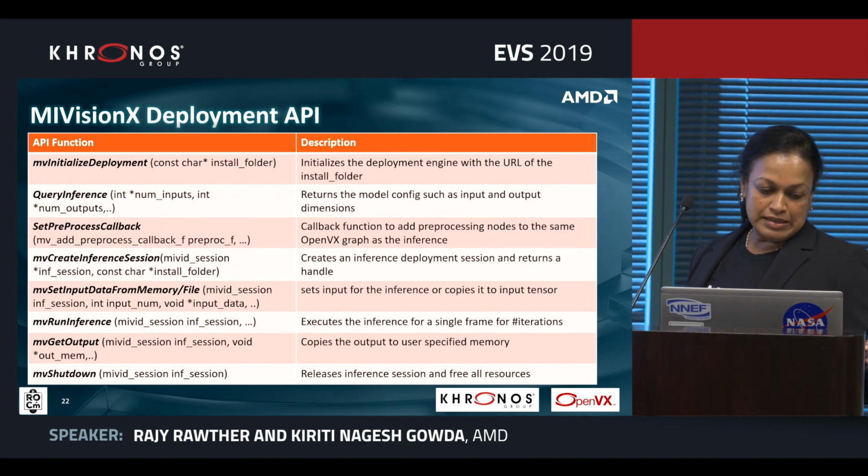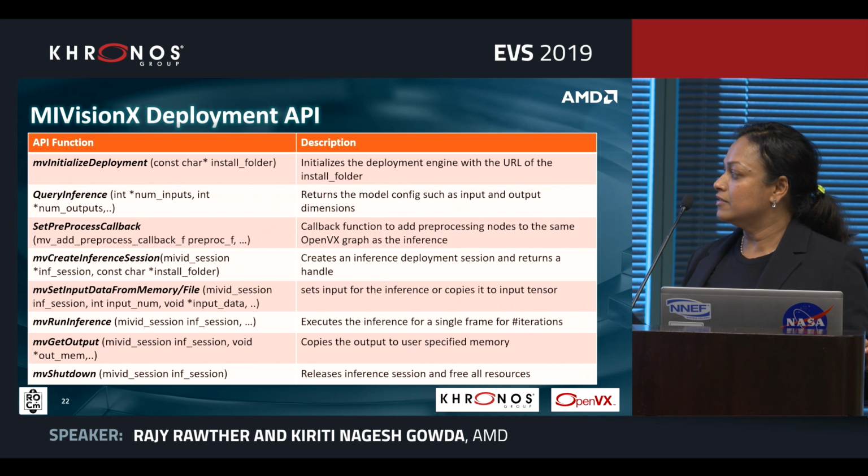After that, it can call run inference, which basically calls process graph on the back end, and it can be called for as many frames as you need, like in a loop. And for each run inference, you can call get output, which is the output of the inference with the pre-processing. And the MV shutdown function releases all the resources for the inference and the OpenVX resources, etc.